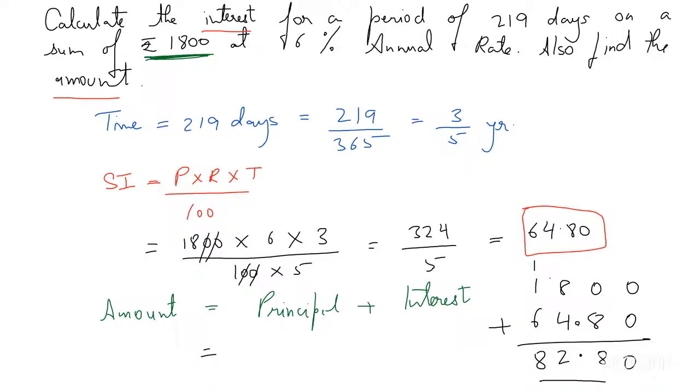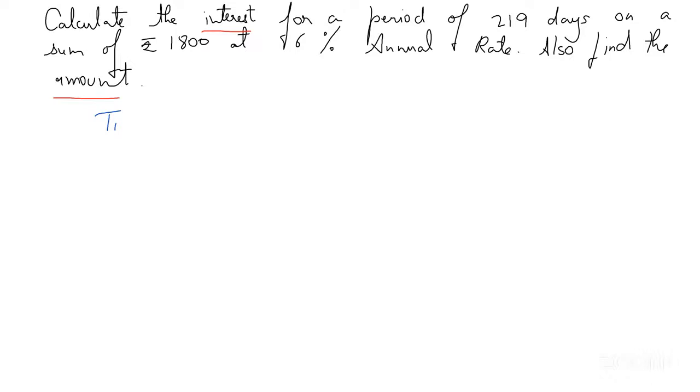Ma'am, I had forgotten to add the point. 1800. Ma'am, you did something wrong. The 64 should be where the zeros are. The answer you should get is 1864.8 because there's a point. Yeah, I think I did something wrong.